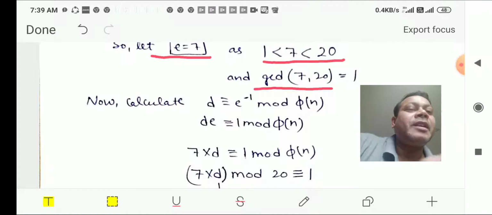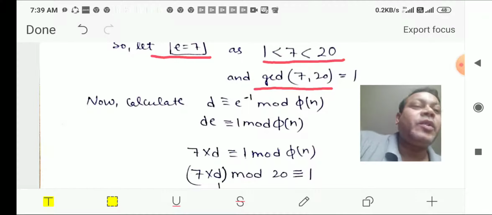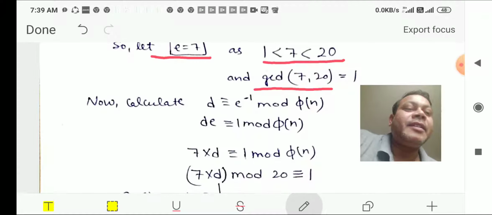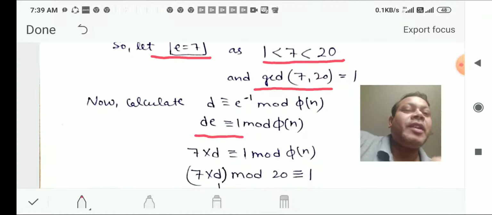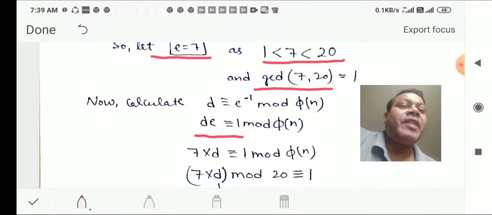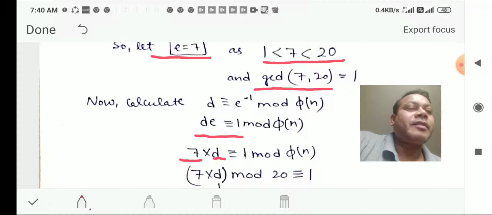Now next step, we are going to calculate this D, because the public key we already got, and now we are supposed to calculate D, that is your private key. The formula is given as D is equivalent to E inverse mod phi n, and if we take this E towards the left hand side, it is going to be DE is equal to 1 mod phi n. Clear? We have already taken E to be 7, so ultimately we are supposed to find D. So 7 into D is equal to 1 mod phi n. Clear?